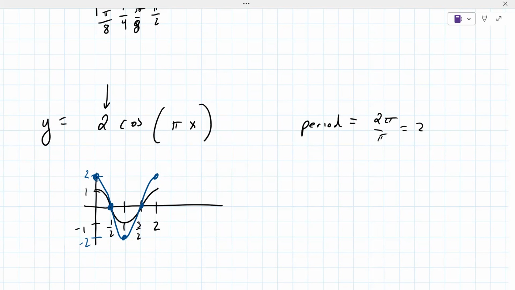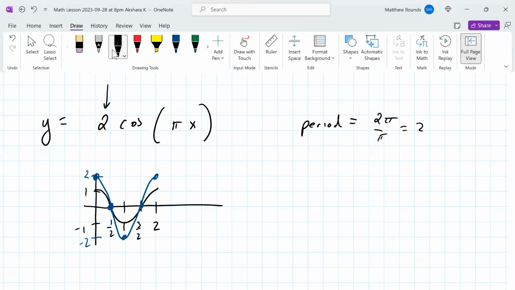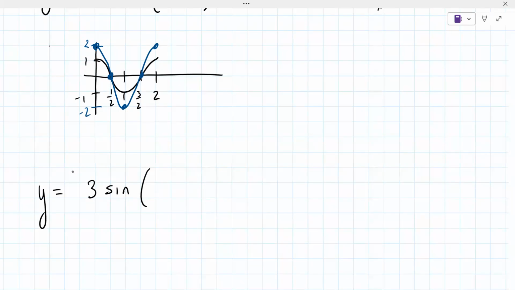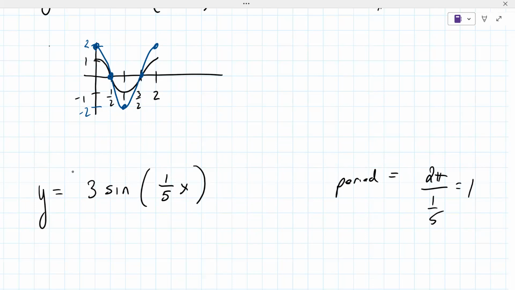Okay, Akshara, so we're going to do a sine one now, like getting the feel of this. 3 sine, let's go 1/5 x. So give me the period, please. It's 2 pi over 1/5. Try that one more time, please. Oh, sorry, 10 pi. 10 pi, yeah.